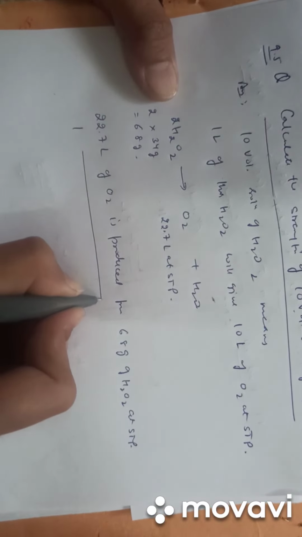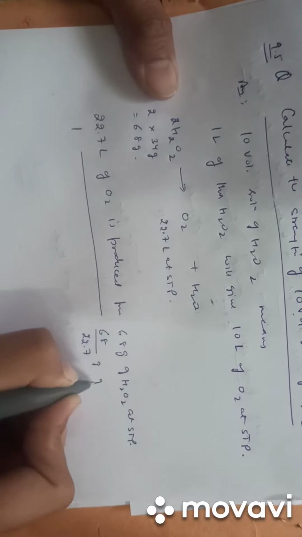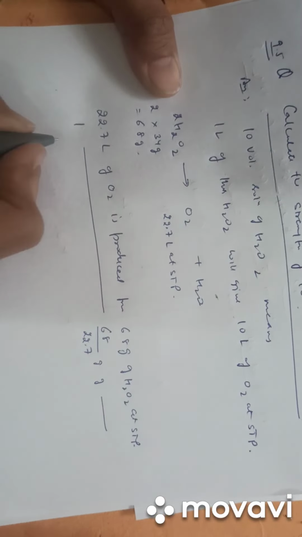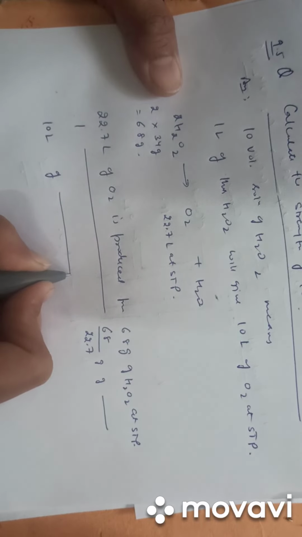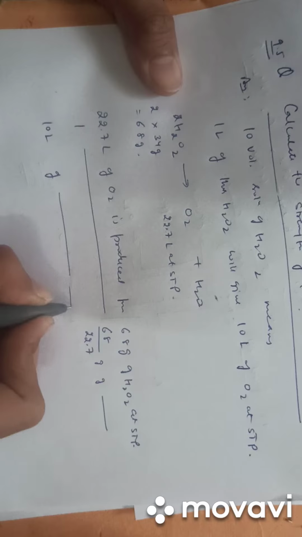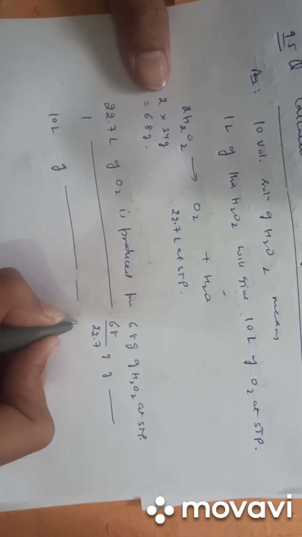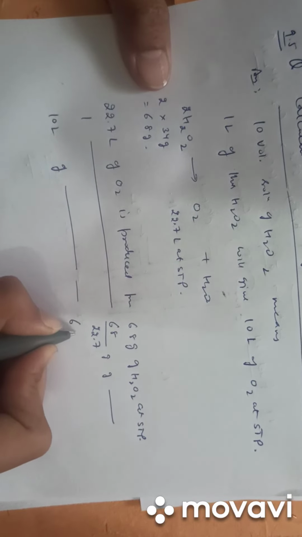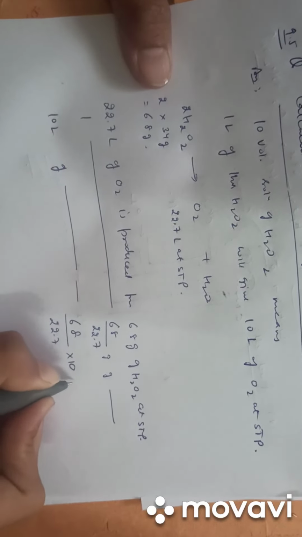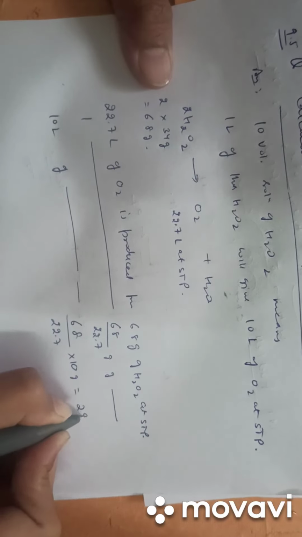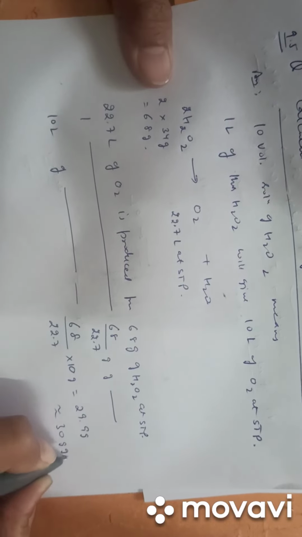So 1 liter of oxygen will be produced from 68 divided by 22.7 gram of H2O2 at STP, and 10 liter of oxygen is produced at STP from 68 divided by 22.7 into 10 grams. So it becomes a total of 29.9 gram, which is approximately equal to 30 gram of hydrogen peroxide.